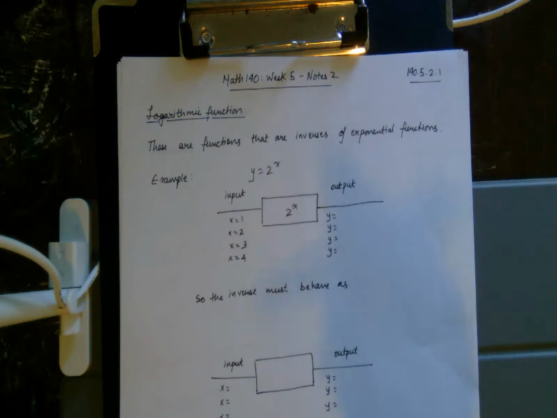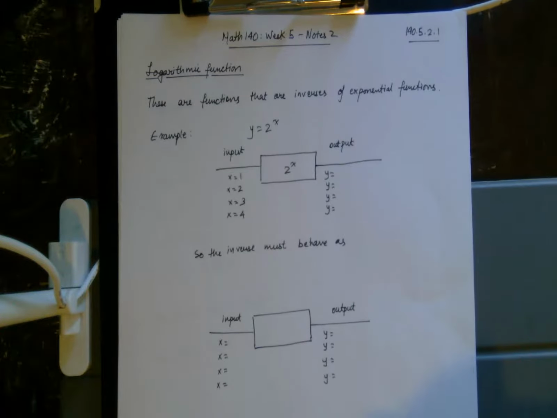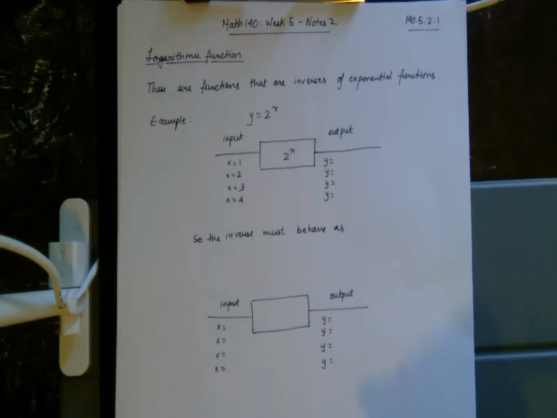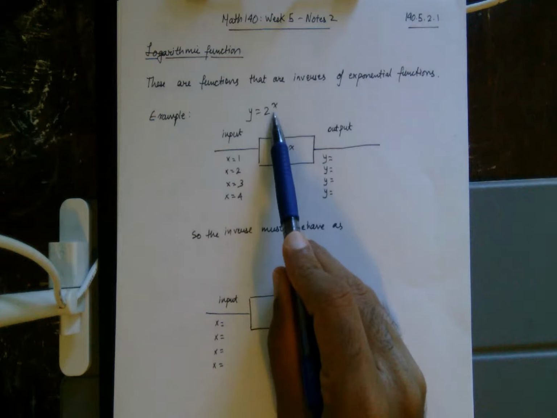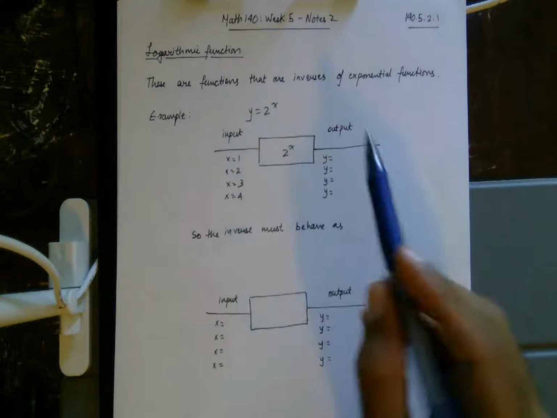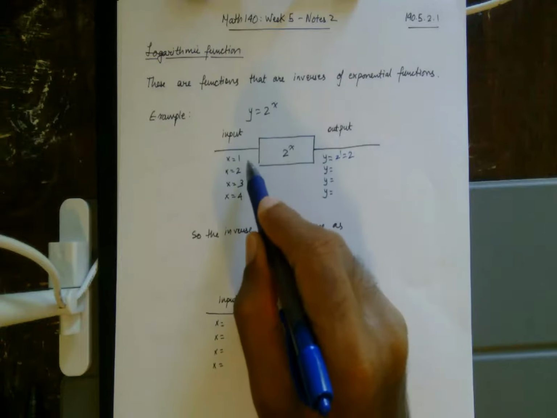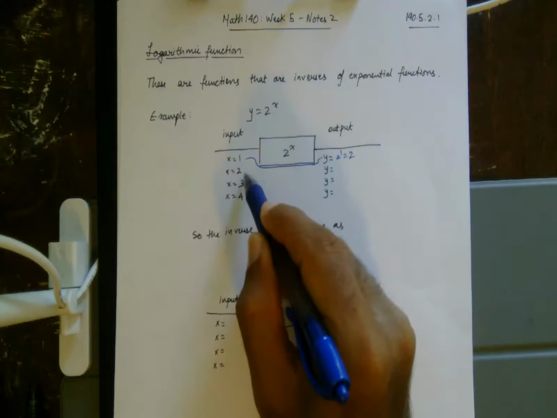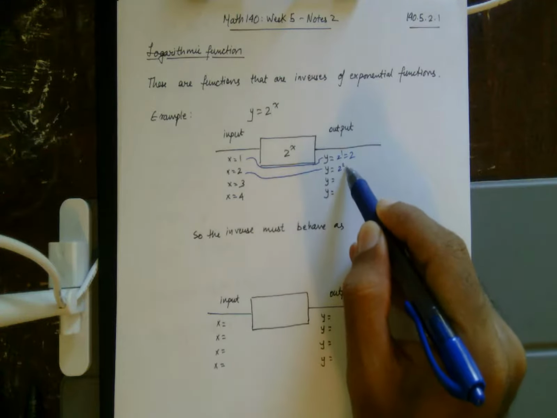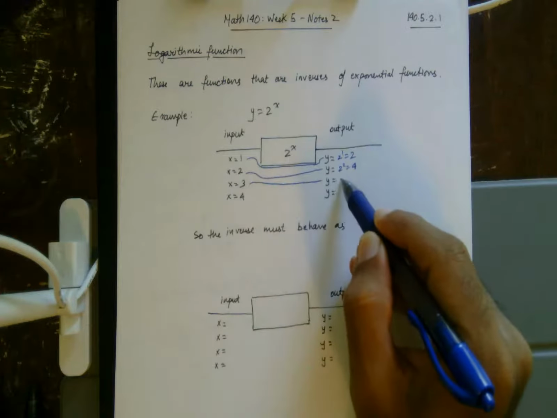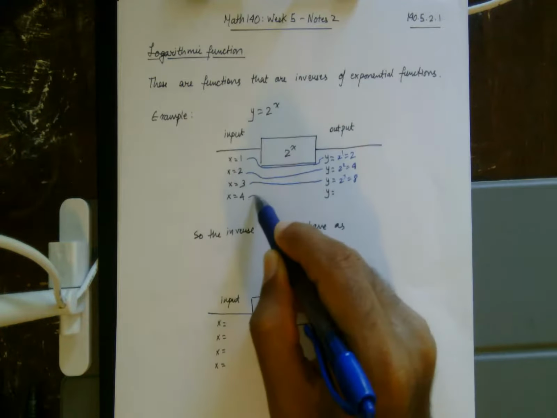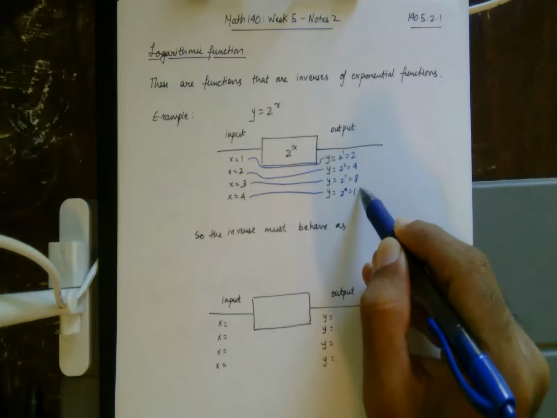So even before we look at properties of the function or how to work with it, let's see what we expect of the function, because we kind of know what inverse functions do. Exponential function 2 to the x: when the input is 1, the output is 2 to the 1, which is 2. When the input is 2, the output is 4. When the input is 3, the output is 8. When the input is 4, the output is 16.